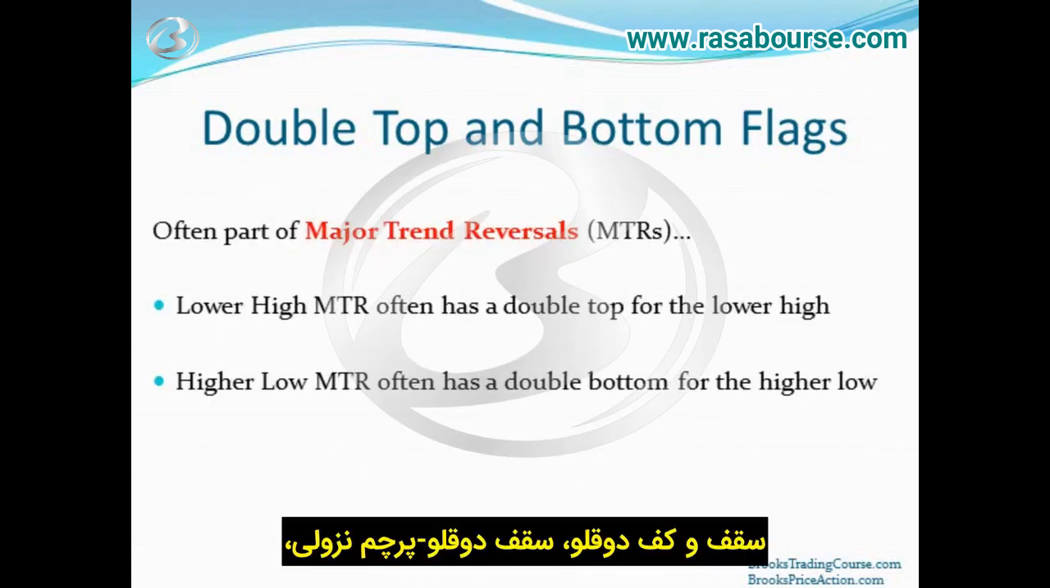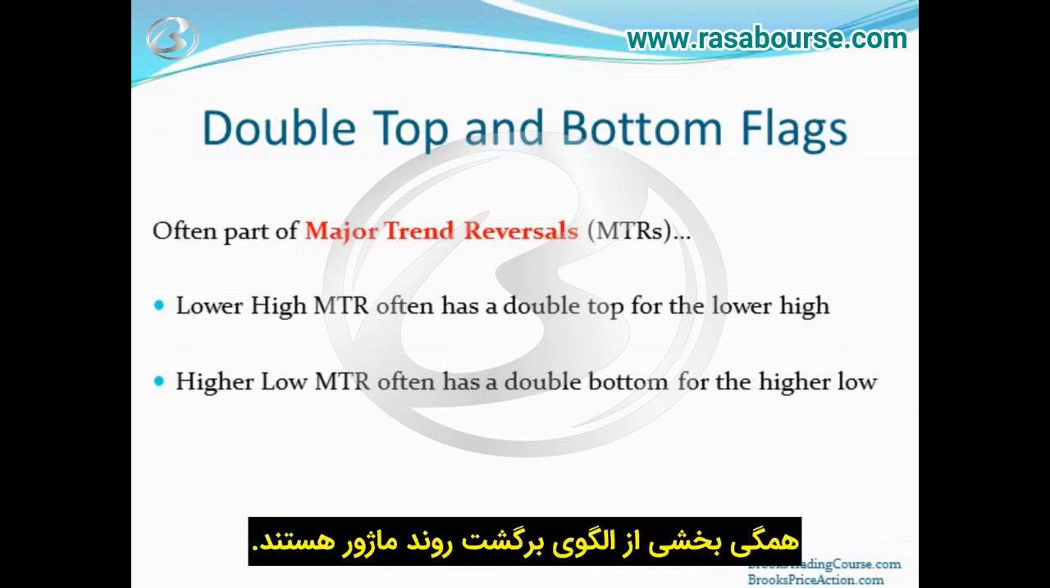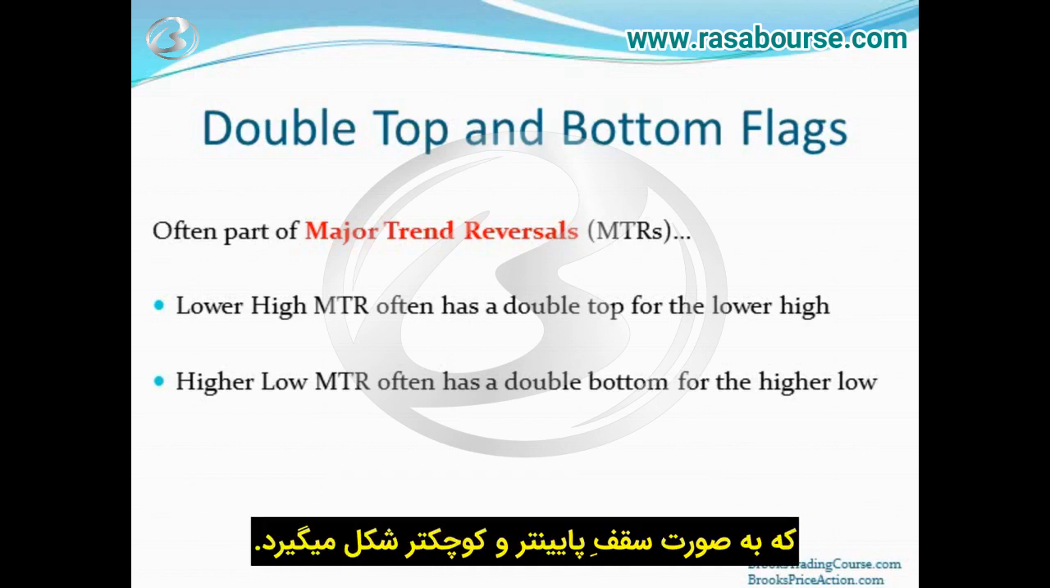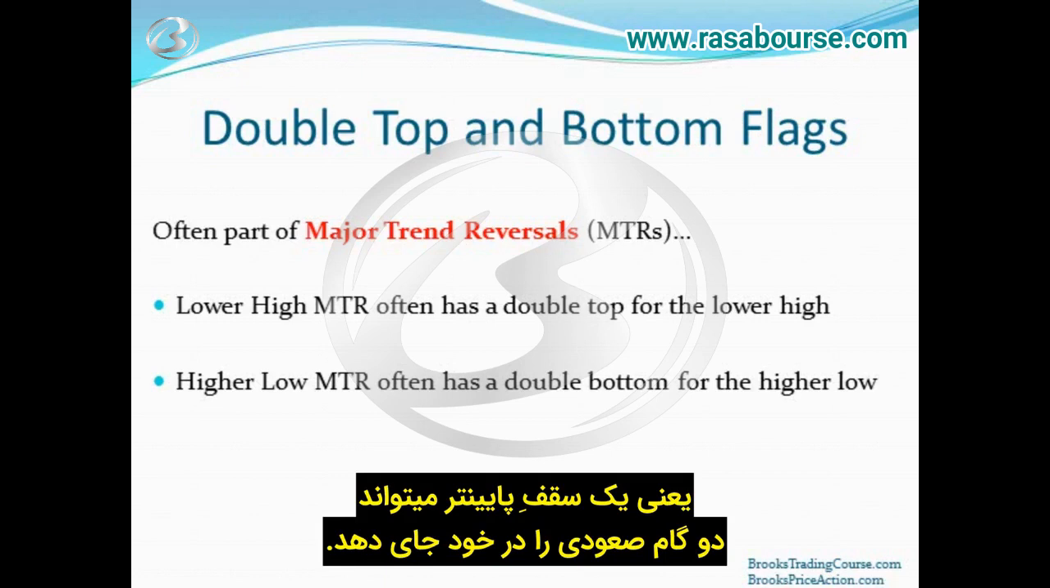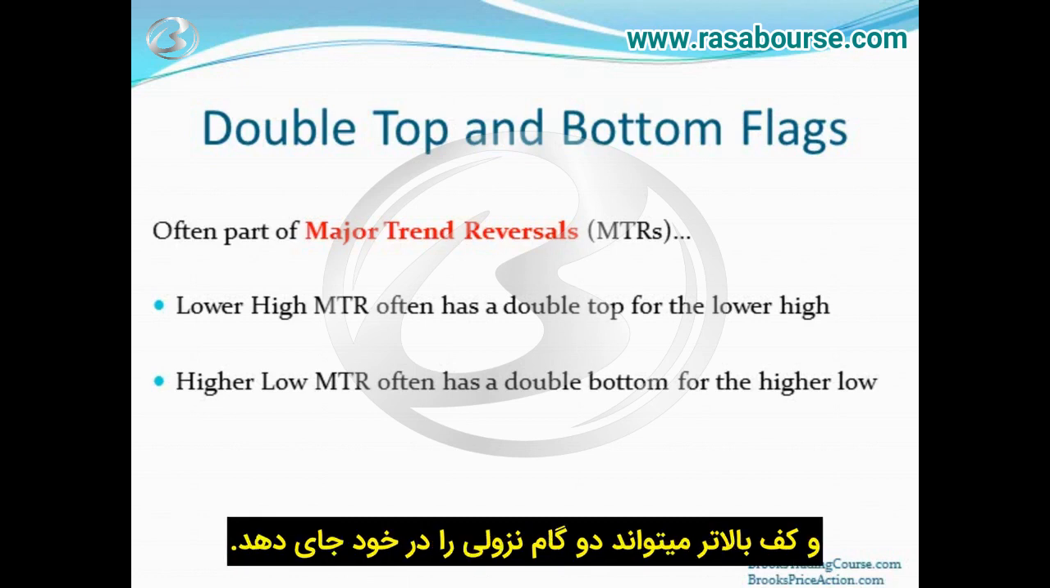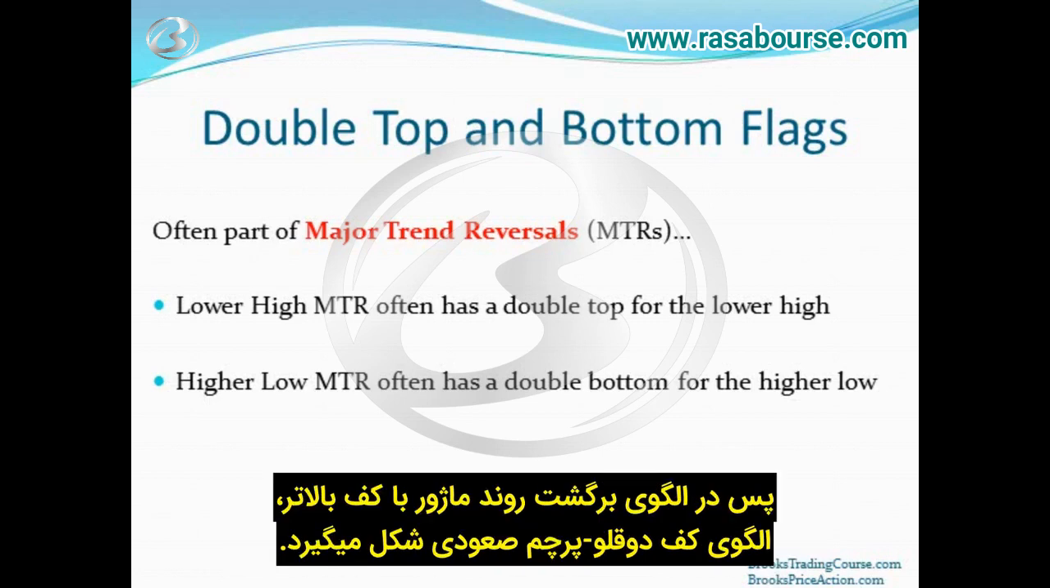Double tops and bottoms, flags, double top bear flag, a double bottom bull flag, they're often parts of major trend reversals. A lower high major trend reversal often has a small double top forming the lower high. In other words, the lower high can have 2 little pushes up in it. When you have a double bottom bull flag after a potential bottom, that little higher low can have 2 pushes down and form a double bottom bull flag for the higher low major trend reversal.